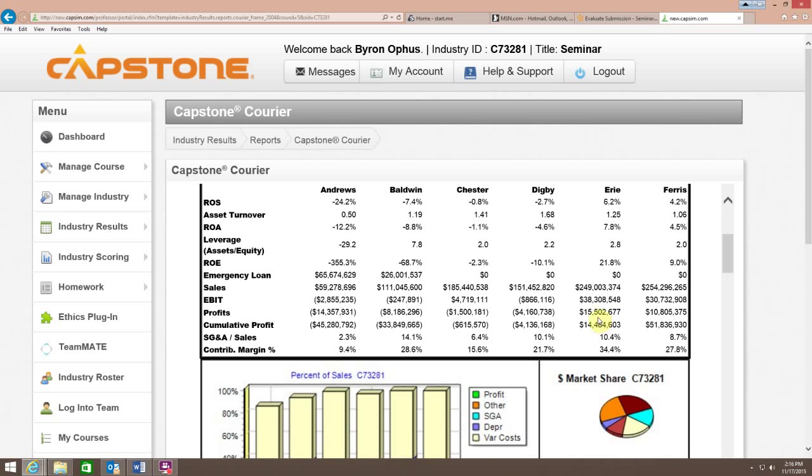Cumulative profit, I don't get too worried about. SG&A to sales, that's a big number. It's 10%, which is high, especially when you're dealing with 250 million in sales. They spent a lot, but obviously the spending was fairly effective. And then contribution margin, look at that, the highest, and not just by a little bit. Next closest was still about 6% behind. And so you're talking about huge dollars based on that contribution margin.